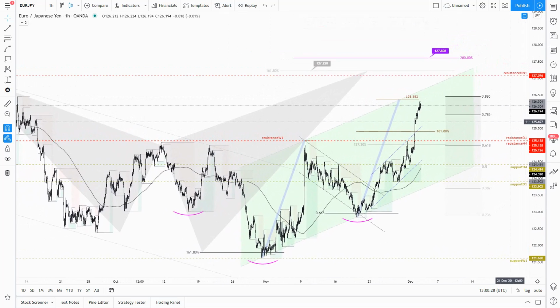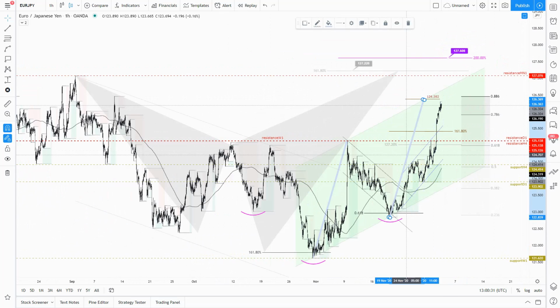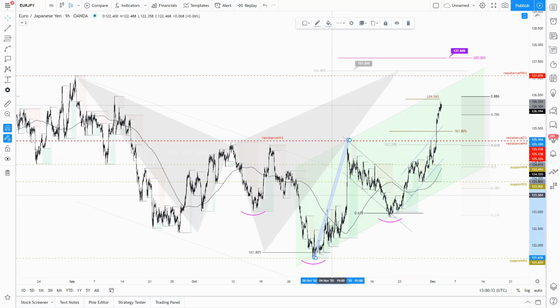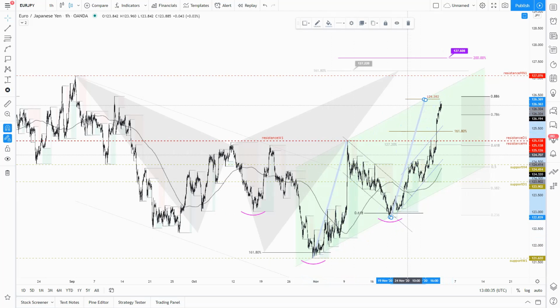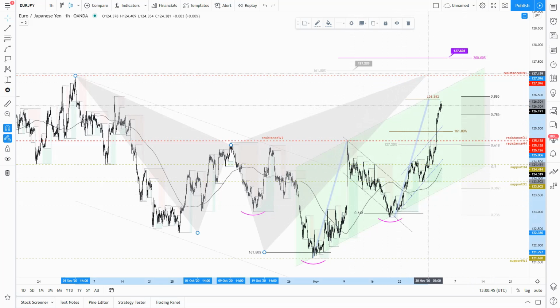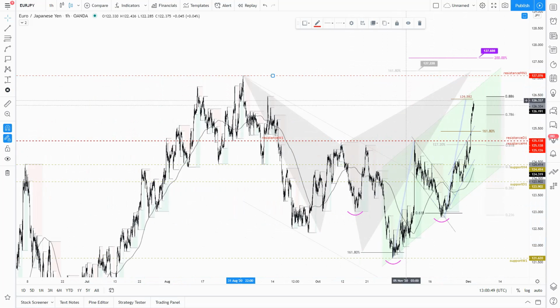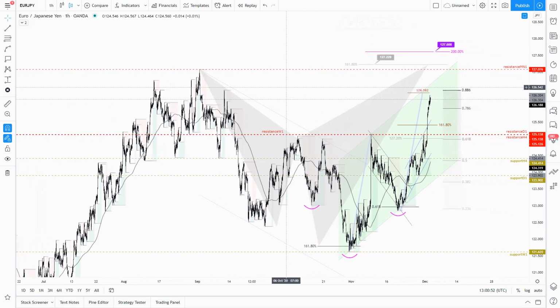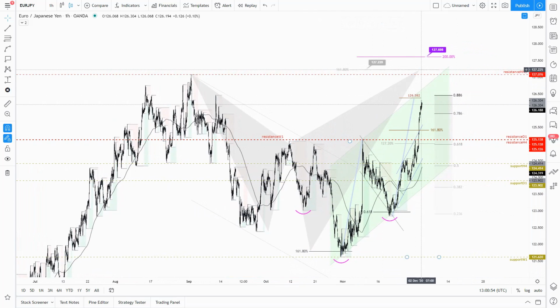So basically we are approaching this symmetrical projection that I shared before among our communities. We are approaching also this symmetry. We have above the monthly fractal the golden Fibonacci extension level. This will be an important price level to retest.